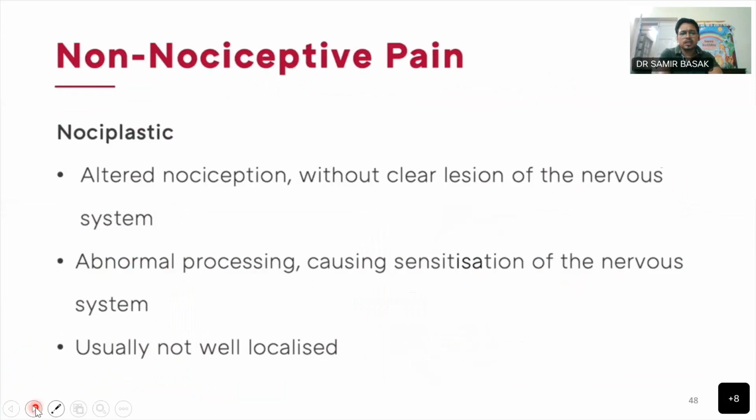Whereas nociplastic, like low back pain, there is no apparent injury, but still the pain continues for more than 3 months, and it has no protective function. This type of condition is nociplastic. This is altered nociception without clear lesion of the nervous system. Chronic low back pain, chronic neck pain. There is abnormal processing and sensitization of the nervous system. It is usually not well localized. This is nociplastic pain.